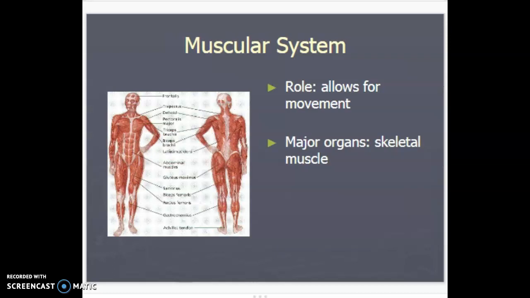So with the skeletal system, the muscular system is going to allow the skeletal system to move. And the major organs would be their skeletal muscle. But you also have smooth and cardiac muscle. Smooth would be involuntary. It's the muscles that are found in most of your organs that you can't control. And then your cardiac muscle is only found in your heart.